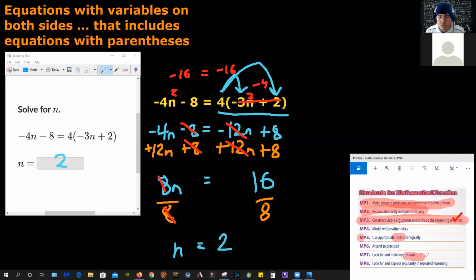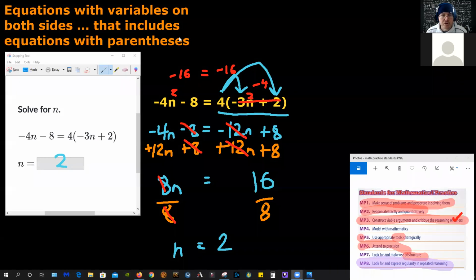The tools and structure we used were to keep our equation nice and organized and use our inverse operations. We were very precise with our work, but a big one, I think, for this is that I'm using repeated reasoning because I've done several of these problems now, and I'm just kind of remembering the motion of how it goes. That just makes them all easier. I think we should do one with decimals.